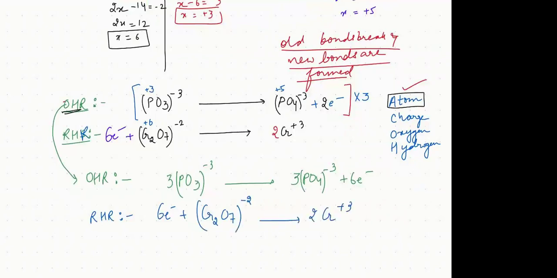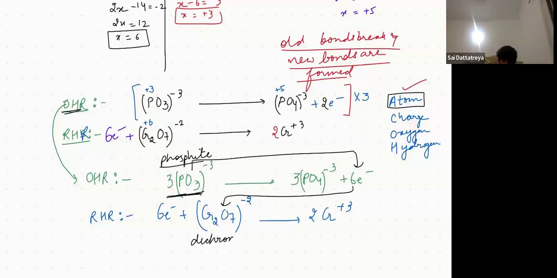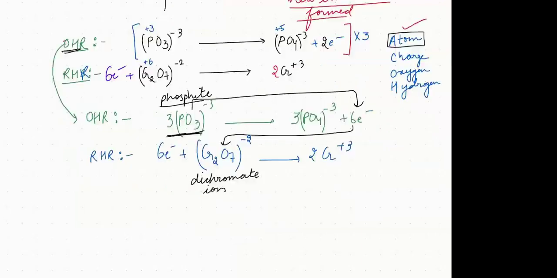Now, what does this indicate? It indicates that 3 phosphite, PO3 minus 3 is phosphite, right? So it says that 3 phosphite radicals have lost in all 6 electrons. And because they are reactants, the 6 electrons lost by phosphite are gained by dichromate ions. You understand? So charge has now been balanced.